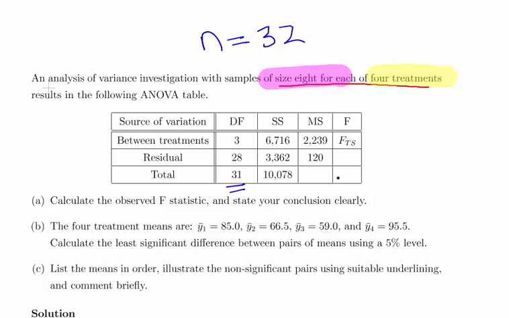So the degrees of freedom there is n minus 1 for the total degrees of freedom. The number of groups minus 1, which I usually denote as p minus 1, is equal to 3. And then 3 plus 28 gives us 31. So we can figure out what the degrees of freedom for the residuals are. The table is essentially given to us, but we don't have the test statistic there, nor do we have any conclusion for it. So the question is, calculate the observed F test statistic, and then state your conclusion accordingly.